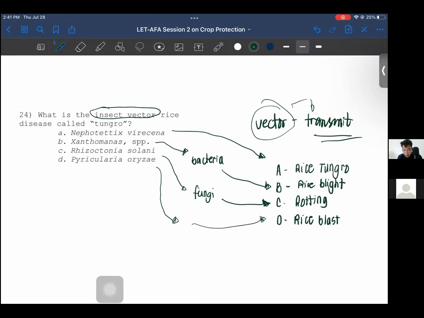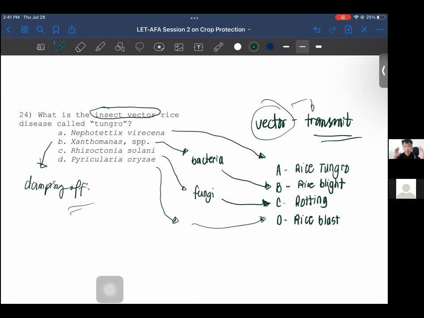So again, Xanthomonas spp. is a bacteria. Xanthomonas can also infest yung mga maliliit na halaman, mga seedlings. So it can be associated with damping off as well. And damping off, may mga ilang species ng Xanthomonas na nagkakos din nito.